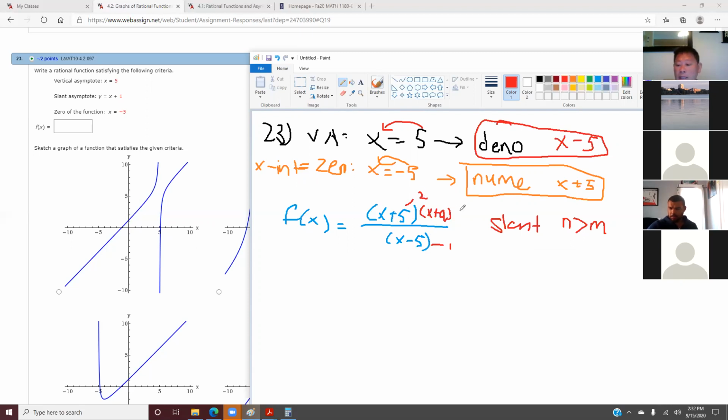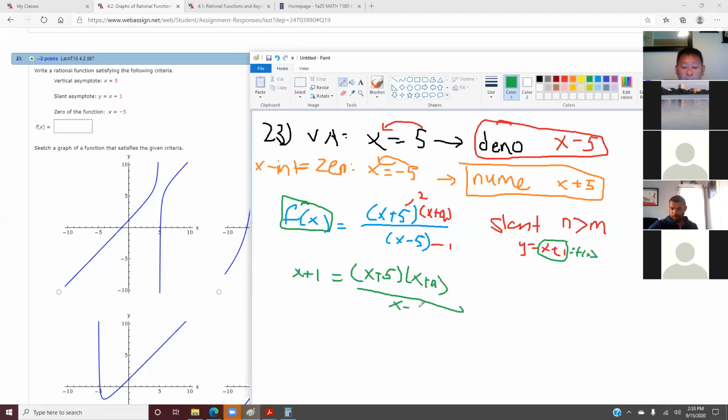So how do we do this? Since the question gives us the slant asymptote is x plus 1, what I do is replace this f of x with x plus 1, your slant asymptote. So we got x plus 5, x plus a, over x minus 5. As usual, I multiply the x minus 5 to this side, and you begin to FOIL this.